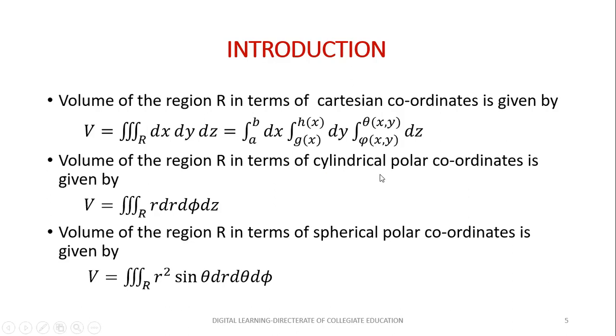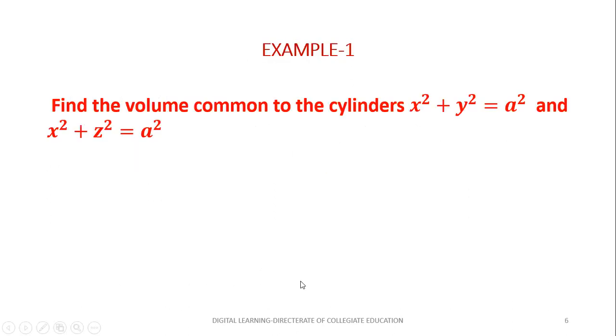In terms of cylindrical polar coordinates, V is given by the triple integration of r dr d phi dz over capital R. In terms of spherical polar coordinates, volume V is given by the triple integration of r square sine theta dr d theta d phi over R. These are the formulas used to find the volume of a region. Let us take one example.